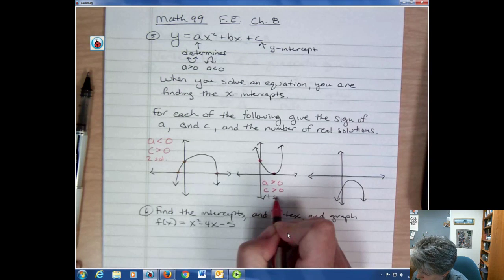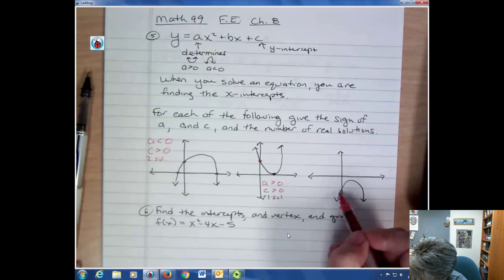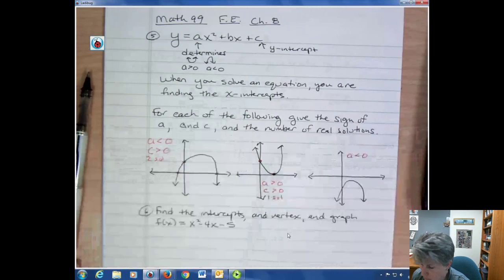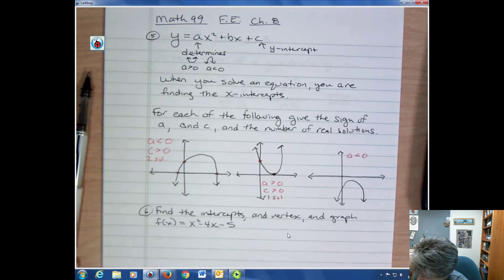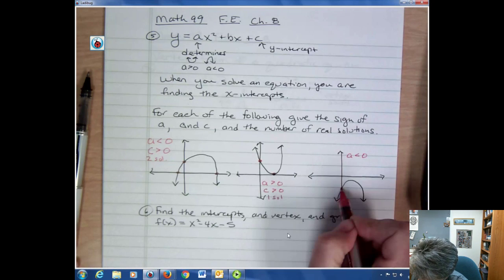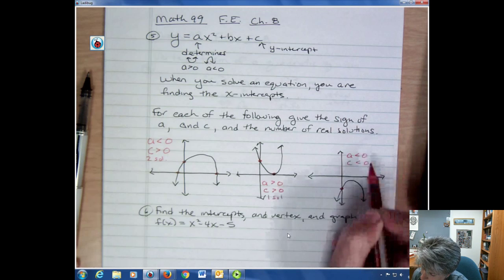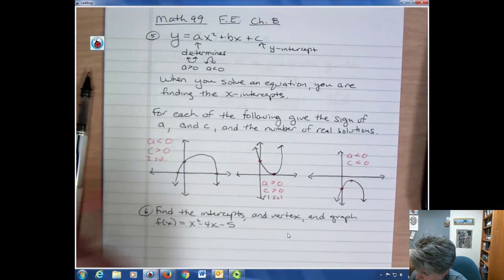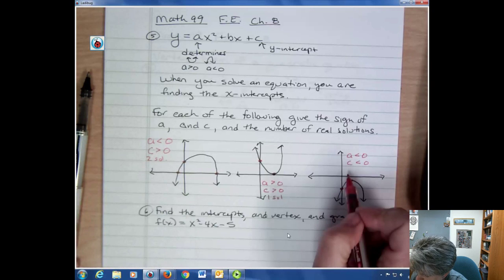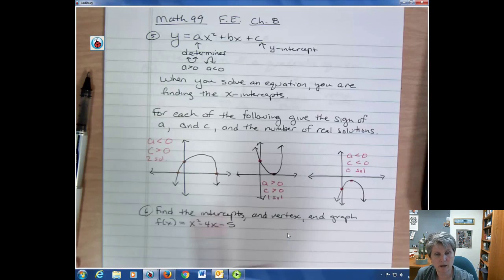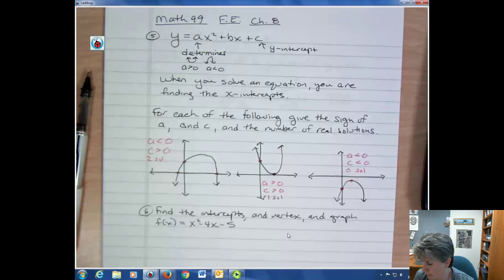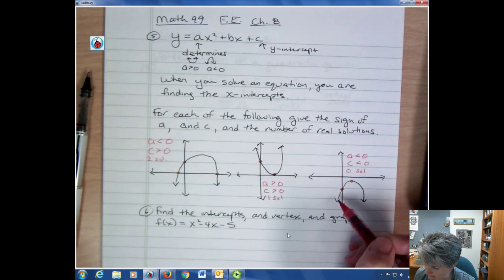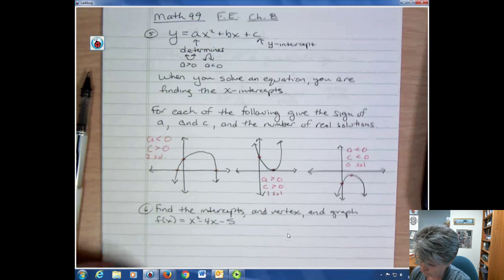And the third one's opening down, so I know that A must be less than 0. It has a y-intercept down here, and that's below 0, so I know that C is also less than 0. And it doesn't touch the x-axis ever. So there's 0. And when I say solutions, what I'm actually talking about are real solutions. There's imaginary solutions for this one, but that's not what we're talking about. Okay, so that's A, C, and number of solutions.